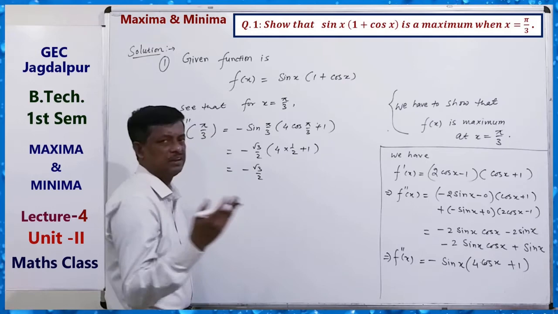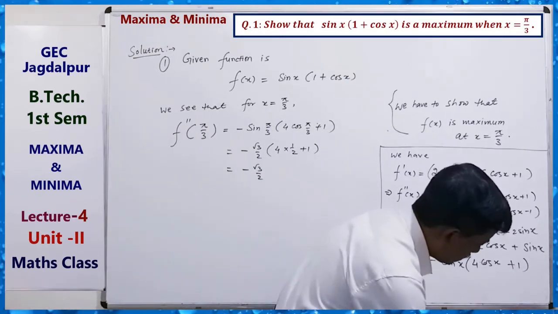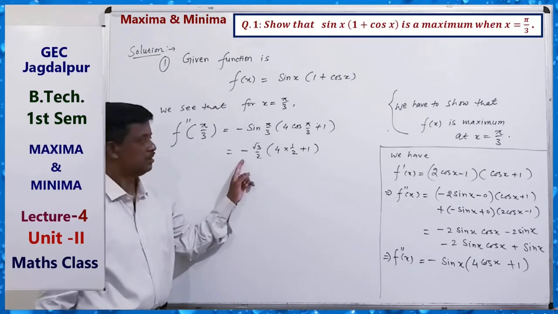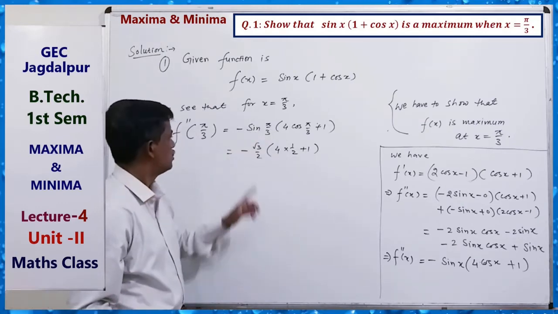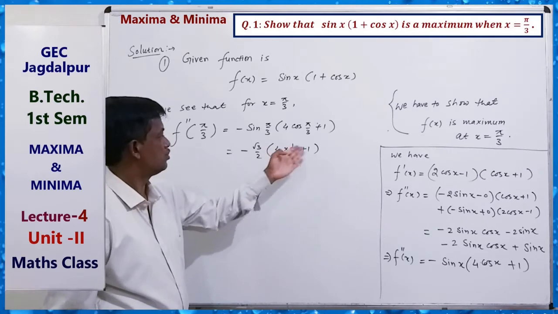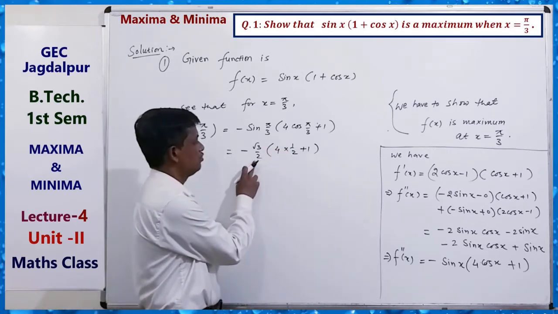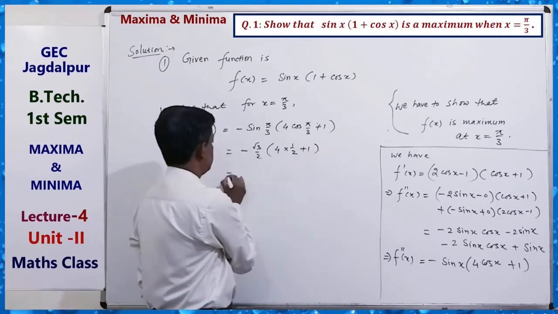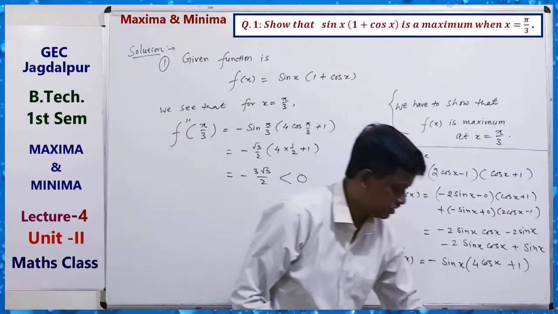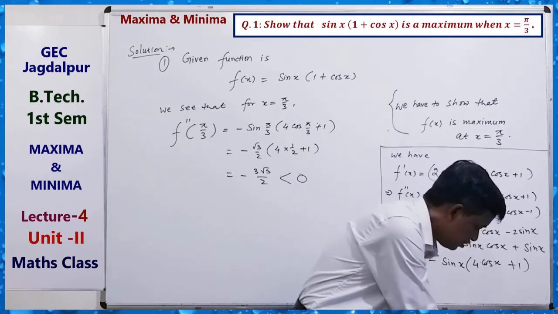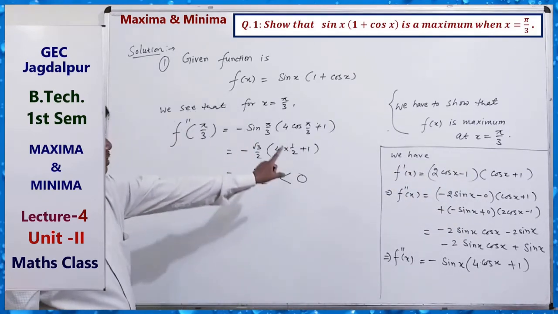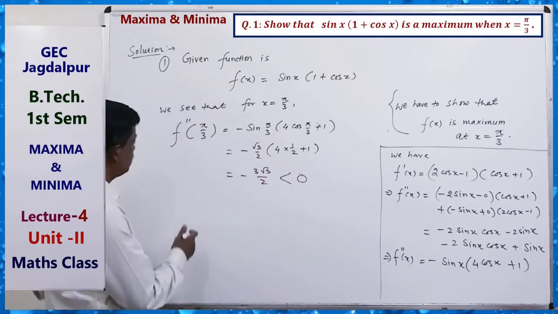Is this positive or negative? We can write it directly: minus root 3 by 2, times 4 into 1 by 2 plus 1, which is 3, so this equals minus 3 root 3 by 2. This is a negative value.